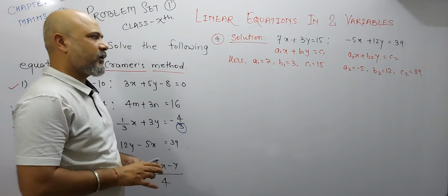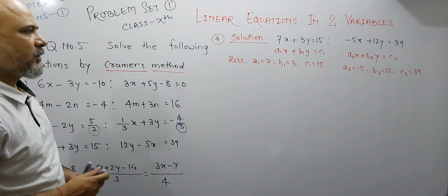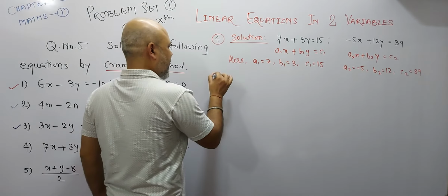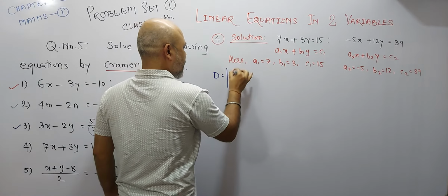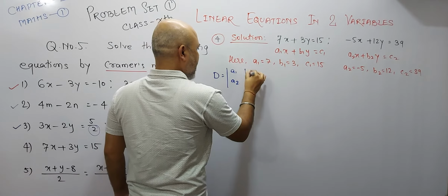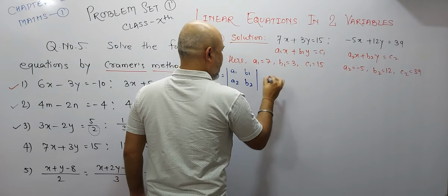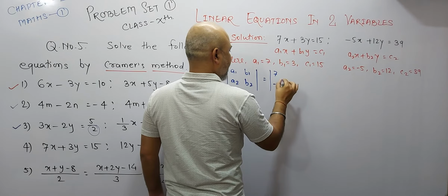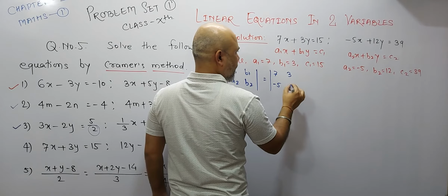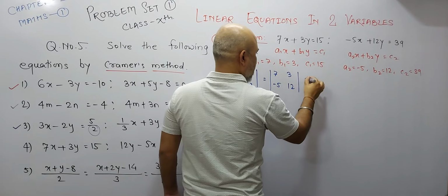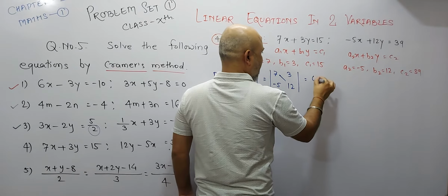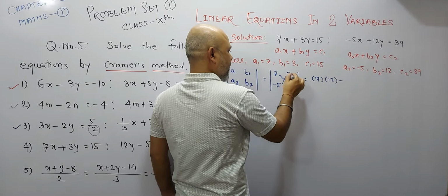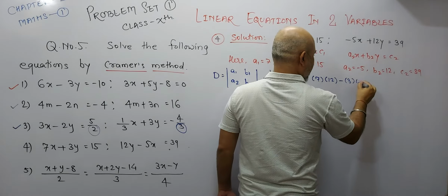And now we will use the determinant to find the value of d, dx and dy. So first we'll find the value of d. So d is what? a1, a2, b1, b2, and this is equal to, what is a1? a1 is 7, a2 is minus 5, b1 is 3 and b2 is 12. Now simply cross multiply, 7 multiplied by 12, and then you are having minus sign, 3 multiplied by minus 5.